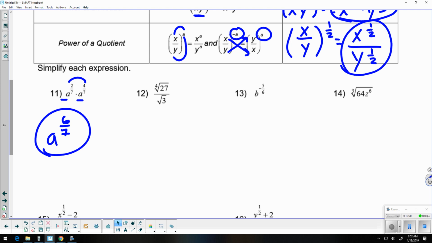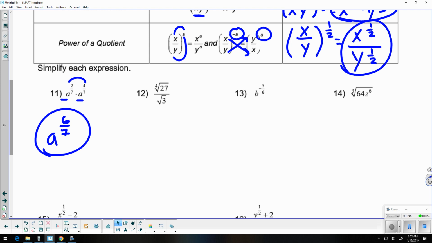Okay, this one's a little difficult though. There are a few things popping out to me right now for number 12. First of all, you have a radical on the bottom, so we know we have to get rid of the radical in the denominator. But you can't just start multiplying by square root of 3 over square root of 3. The reason why, if you look at it, is that we don't even have the same roots. You have a fourth root on top and a square root on the bottom. You can't do that in this case.